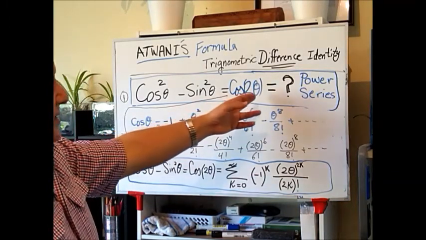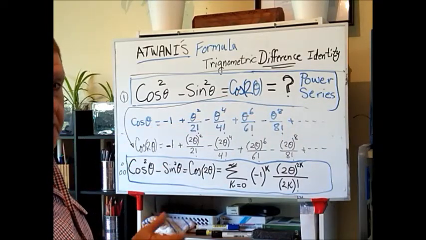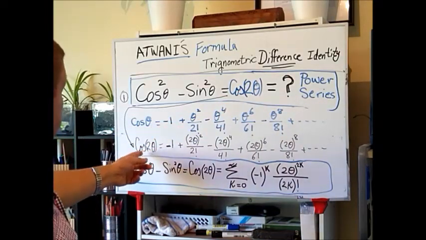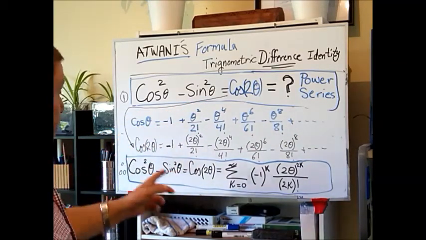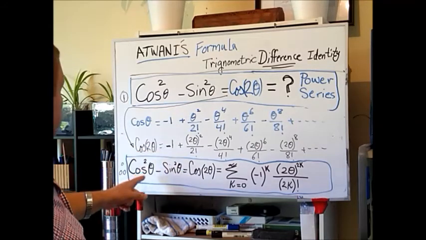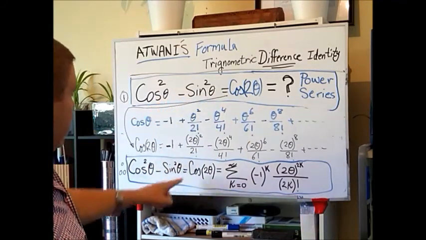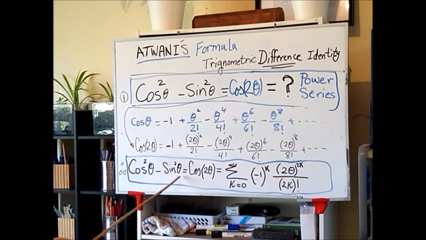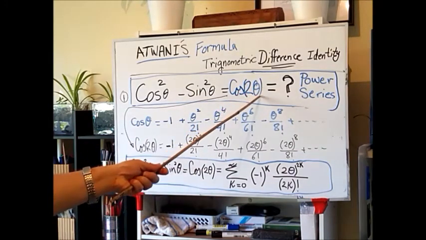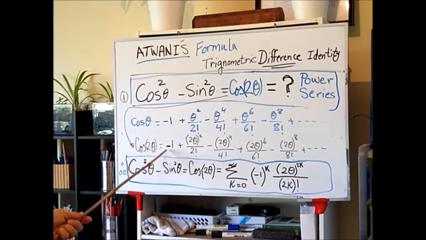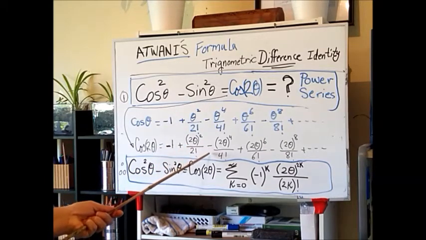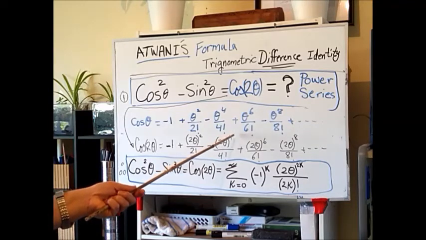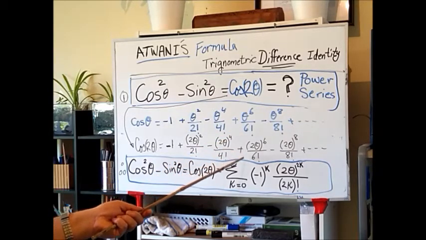Okay, but here in the difference formula we have 2 theta. So all we have to do is substitute 2 theta for theta. So now we will have cosine squared theta minus sine squared theta equals cosine 2 theta. By replacing theta with 2 theta, you get minus 1 plus 2 theta squared over 2 factorial, minus 2 theta 4 over 4 factorial, and so on.